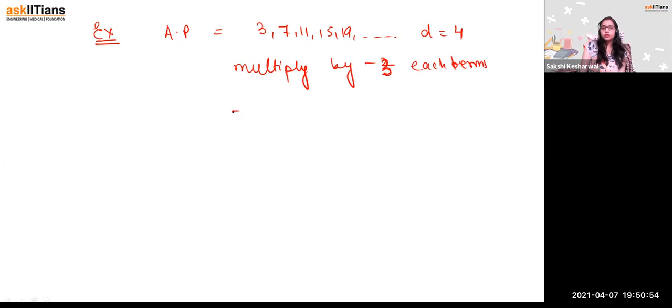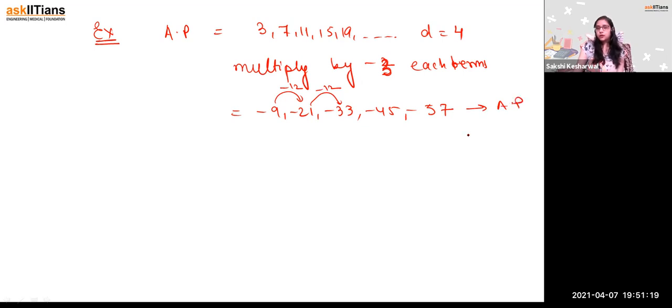So it's going to be -9, -21, -33, -45, and -57. Now you see that your D is -12. You are subtracting 12 to get -21, again subtracting 12 to get the next. So this is again an AP, and the common difference is 4 into -3, which is -12. That's your answer, right?